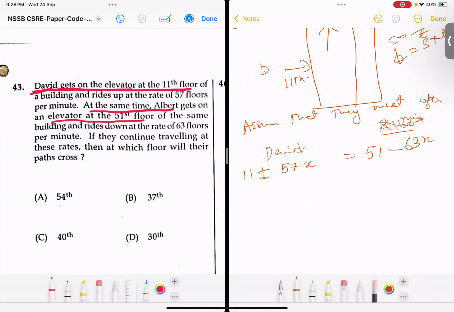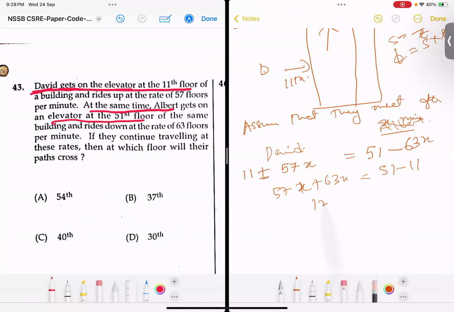So he entered on the 51st floor. So after that, it will be 50, 49. So we are going to subtract it, okay? Now we'll solve this equation, okay? 57x plus 63x is equal to 51 minus 11, right?